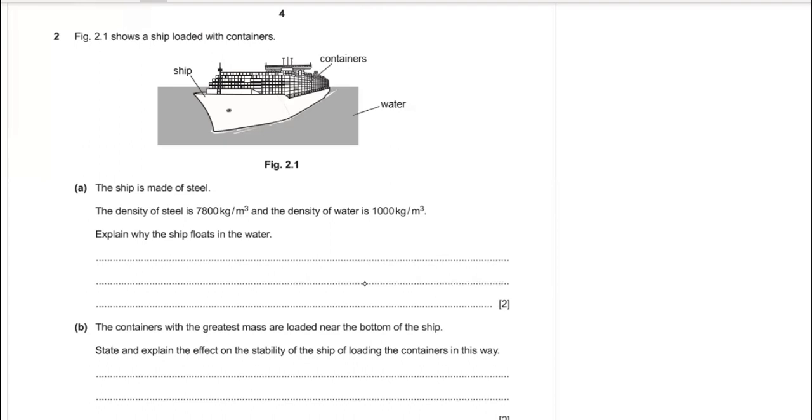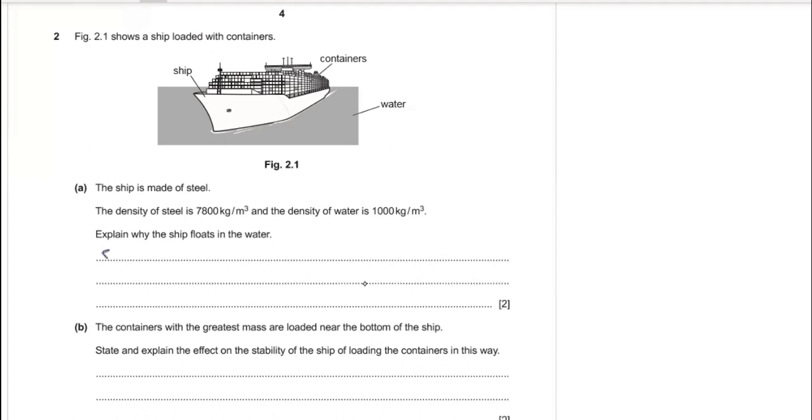We know that the ship is not completely solid steel throughout, but it is made of air too. That means there's a mixture of air and steel, and therefore the average density of the ship is less than the density of water, and that is why it floats. That is very obvious.